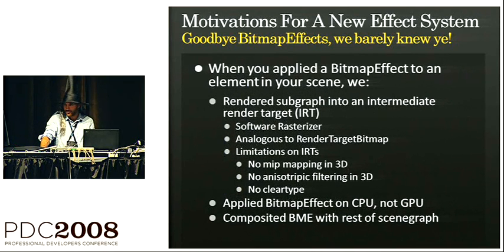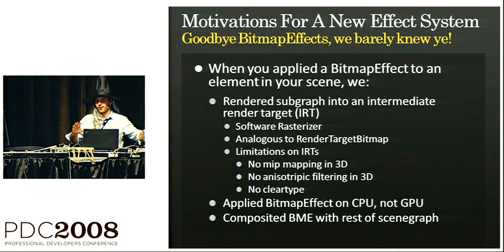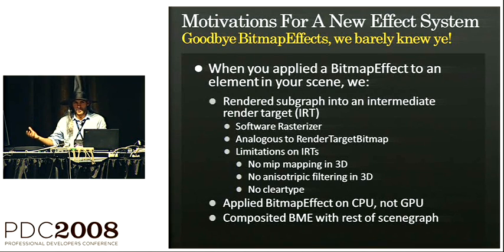Now, when you applied an effect to your scene, what we would effectively do is take the entire subgraph of the element that you would apply the effect to. We'd render it into a software intermediate render target. We talk about hardware and software intermediate render targets. It's basically an off-screen surface that we're rendering that entire subgraph into. And then we have to use our software rasterizer because it's being rendered into a software render target instead of a hardware render target.